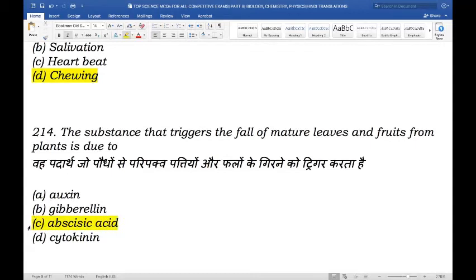Abscisic acid. Abscisic acid, also known as ABA, is a plant hormone, generally a plant growth inhibitor, that induces dormancy and prevents seed from germinating, therefore causing abscission and closing of stomata.